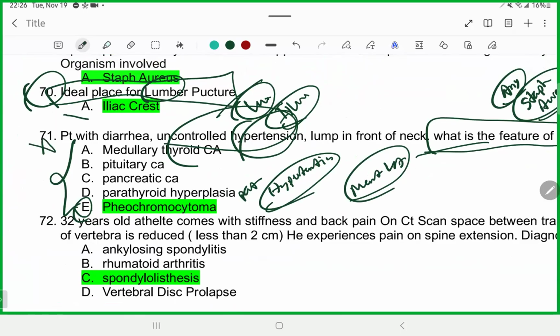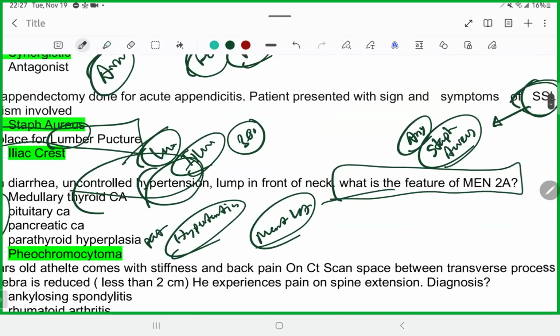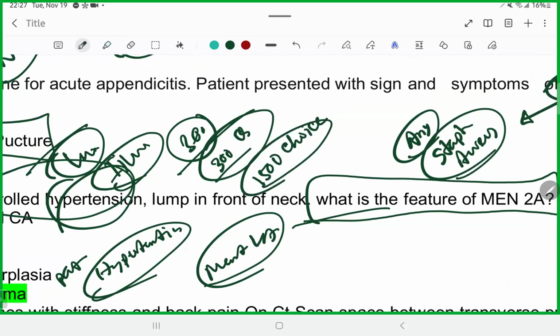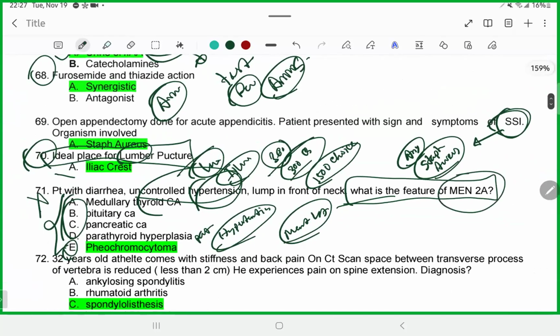Okay, you don't need to study this question. This question is unclear and people don't know what they said. They just said the feature of MEN 2A, and we really don't know what came and what the options were, because you can't trust that. There are 300 questions, and it is impossible that you remember 300 questions with 1500 choices. Not possible. So just study about MEN 2A.